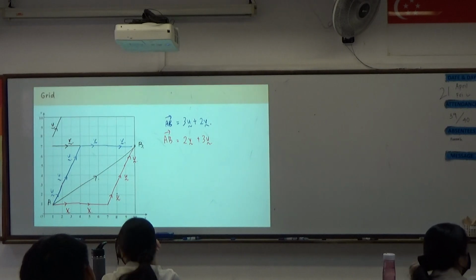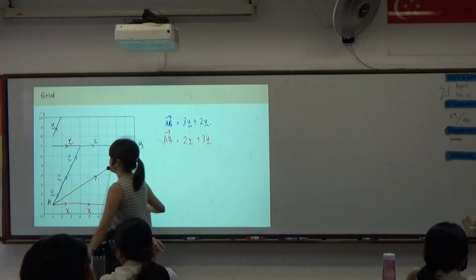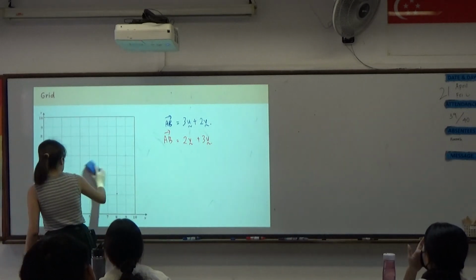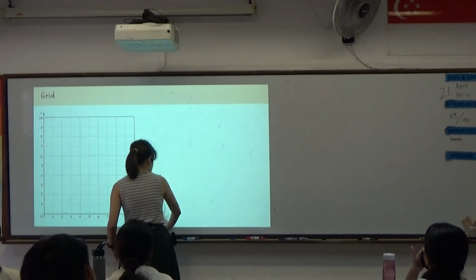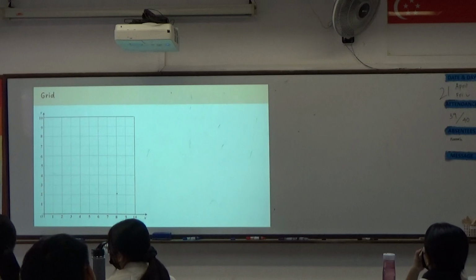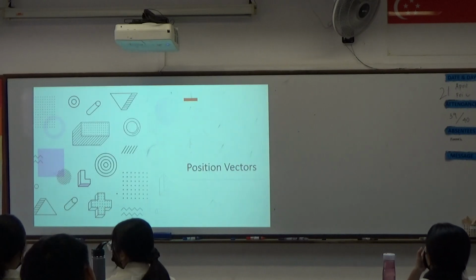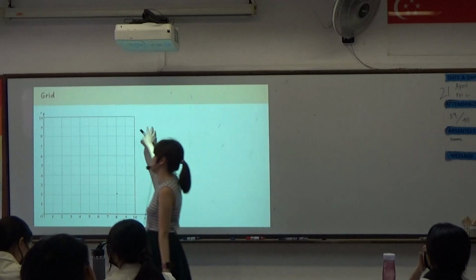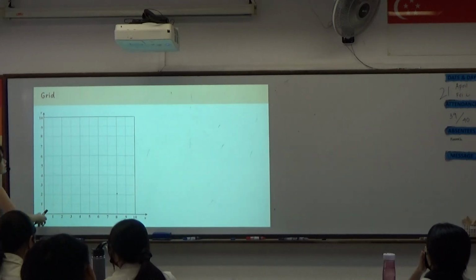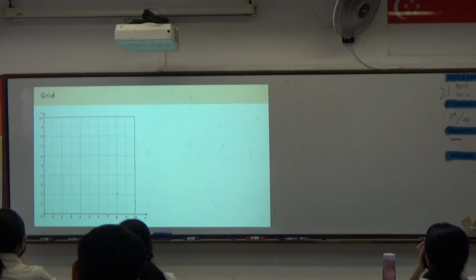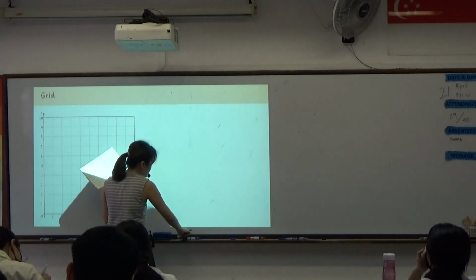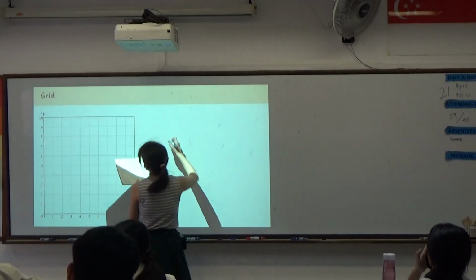Next thing I want to talk about, which is more important, is position vectors. That is your section 5.6. First of all, position vectors usually rely on the Cartesian plane, so you need to have your x-axis and y-axis to talk about position vectors. When we say position vector, we mean the position vector of a point P.